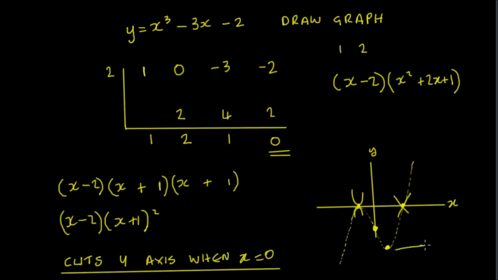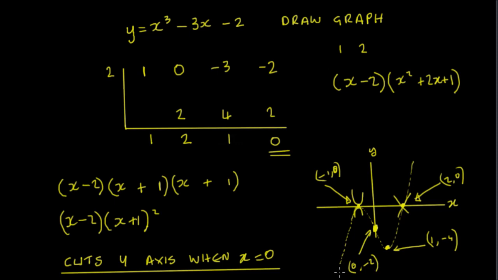We've got the turning point here at along 1 down minus 4, and we have our other points here, which is our point that cuts the axis here. So the point that cuts the axis here is going to be along 2 up 0, and this point here where we get the repeated root is going to be minus 1, 0. And we also know it cuts the y-axis at 0, minus 2.